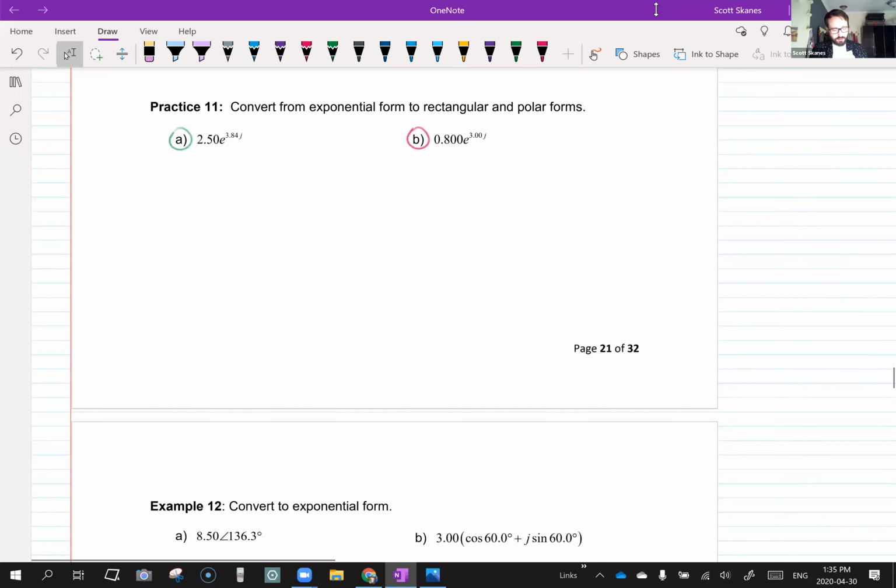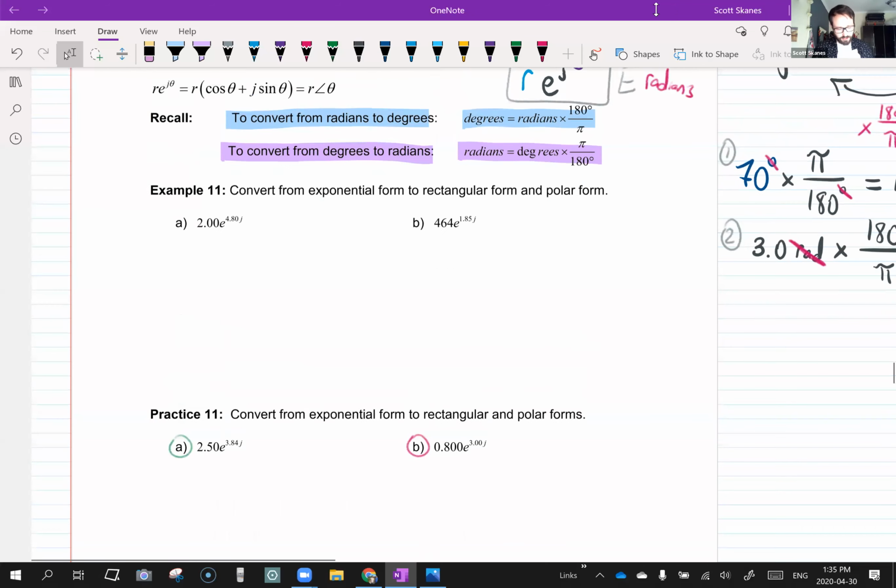Let's do it. Convert from exponential form to rectangular and polar forms. Let's make sure I've covered everything I need to know.